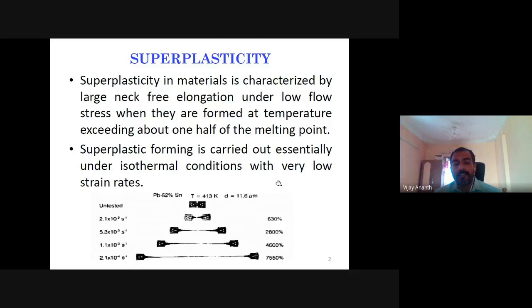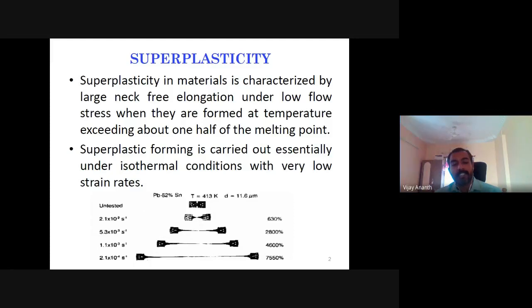Normally, any material under normal conditions gives a maximum elongation of about 20%. Otherwise we cannot get more elongation. But here, with lead and tin, the maximum is 7,550 percent elongation. This much elongation can be obtained through superplastic forming, depending upon the temperature as well as the strain rate. Strain rate means strain per second, that is, how much strain is happening to the material per second.